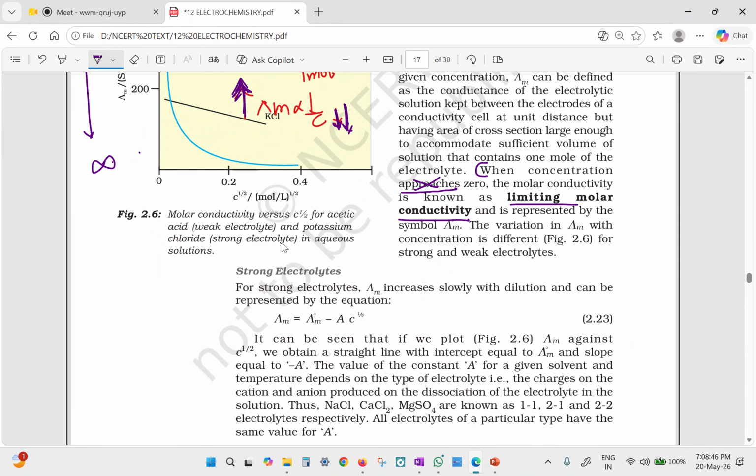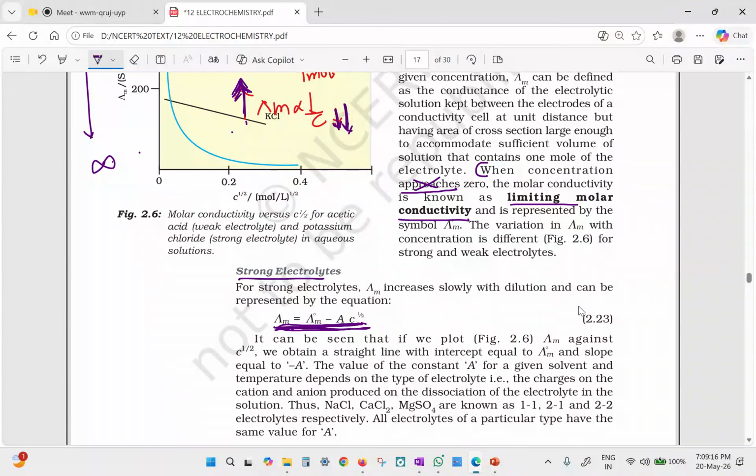Yes, ma'am. So for a strong electrolyte, we follow the Debye-Huckel-Onsager equation, plot it, get a straight line, extrapolate and get the lambda m infinity. But for a weak electrolyte, the same graph does not give me a straight line. So we use Kohlrausch's law to find out the limiting molar conductivity of a weak electrolyte.